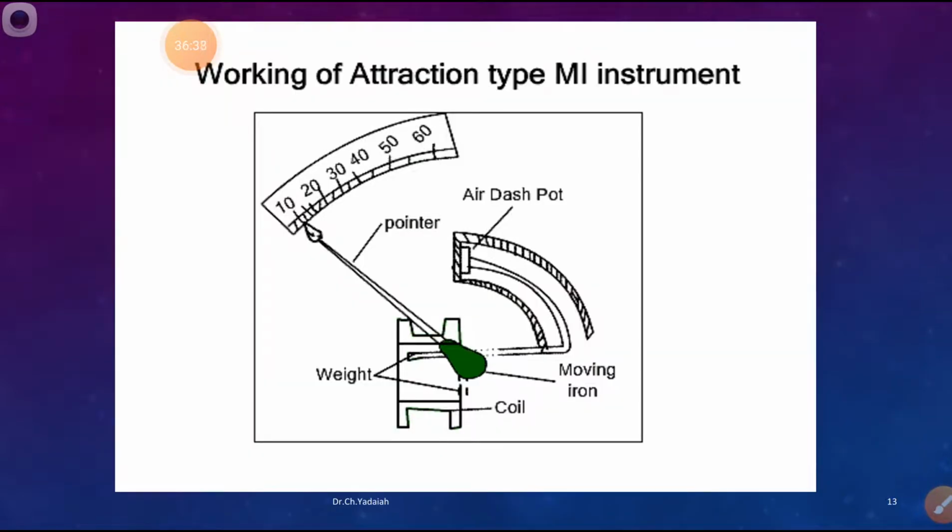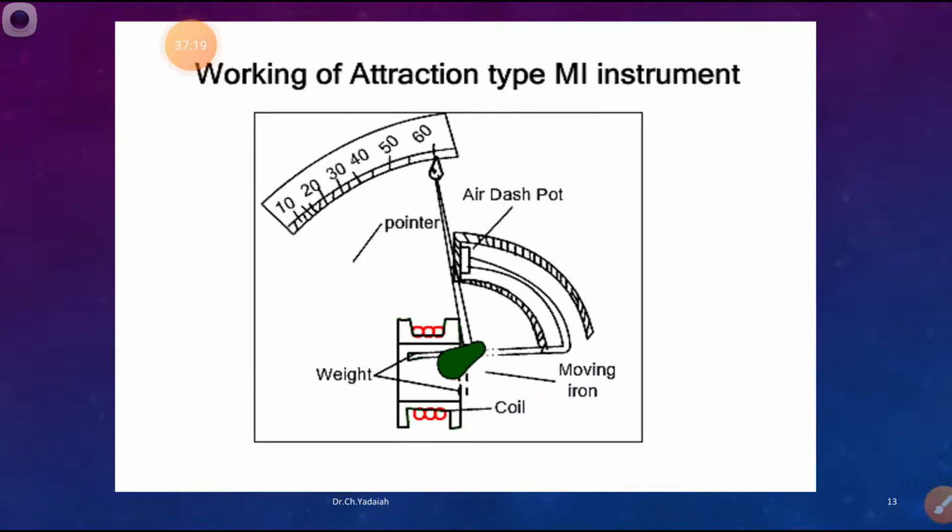Now, for the working, you can see an animation of how this oval shaped iron piece is attracted when current passes through the coil. You can see the coil in red, where the current is flowing, then a magnetic field is developed, and the green pivot, the oval shaped iron piece, is attracted. Due to this, the pointer moves from 10 to 60. So this is the operation of the moving iron instrument, attraction type. It is attracted towards the inside of the solenoid.